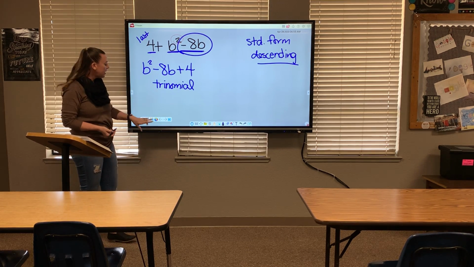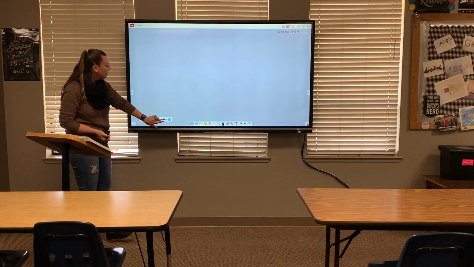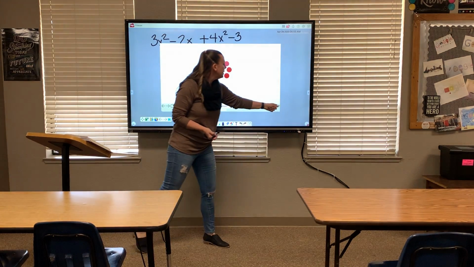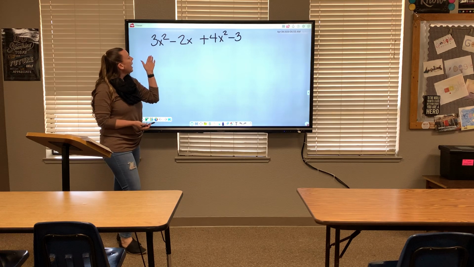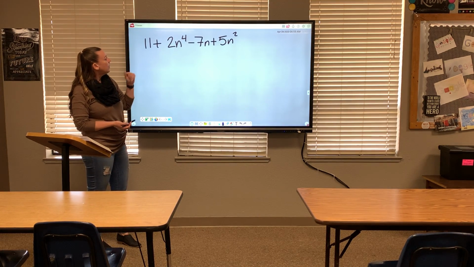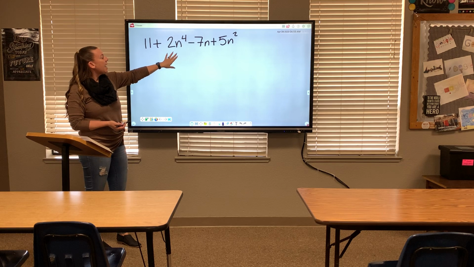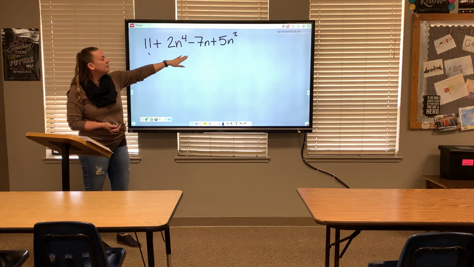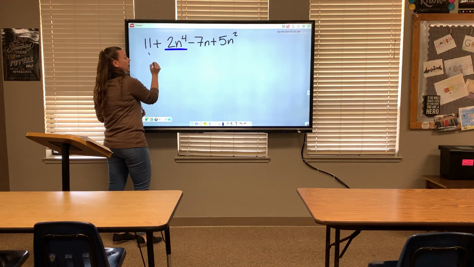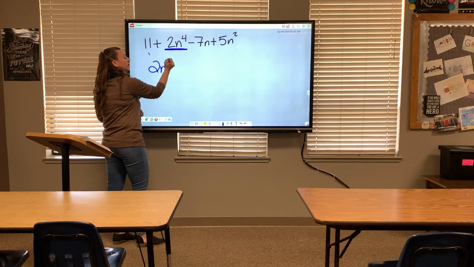Okay, let's go ahead and try another one. Oops. There we go. I don't know why this keeps on coming up, guys. Okay, so now I have this one. I have 11 plus 2n to the 4th minus 7n plus 5n squared. I want to look at the term with the highest exponent. So this is going to be my first term. So I'm going to start with that, 2n to the 4th.